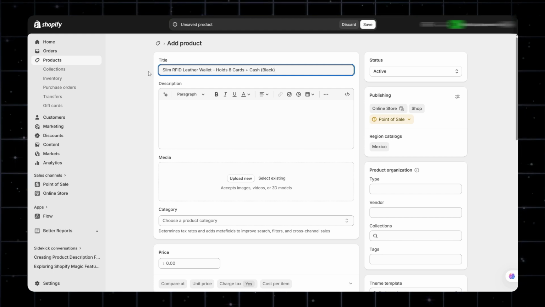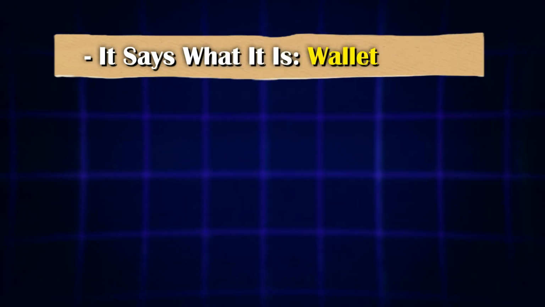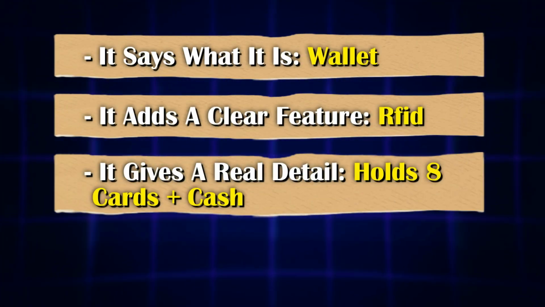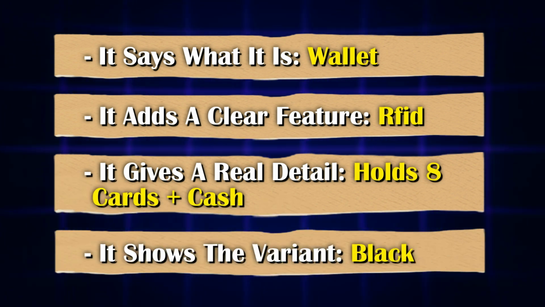Let me explain why this title works. Because it says what it is, it adds a clear feature, it gives a real detail, and it shows the variant. So even if someone is moving fast, they get it.